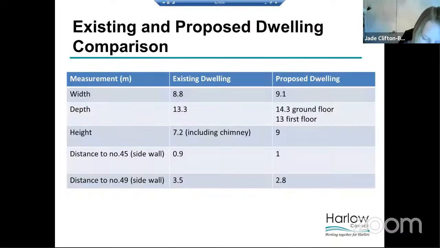This slide shows the differences in dimensions between the existing and proposed dwelling. The proposed dwelling would be 0.3 metres greater in width, 1 metre greater in depth at ground floor, and would be 1.8 metres higher than the existing. Whilst this would create a two-storey dwelling, it is not considered that the proposed dimensions would be significantly different to the existing dwelling. In addition, the proposed dimensions would be similar to other two-storey properties located within the immediate vicinity, and it is not therefore considered it would be out of keeping with the character and appearance of the area.